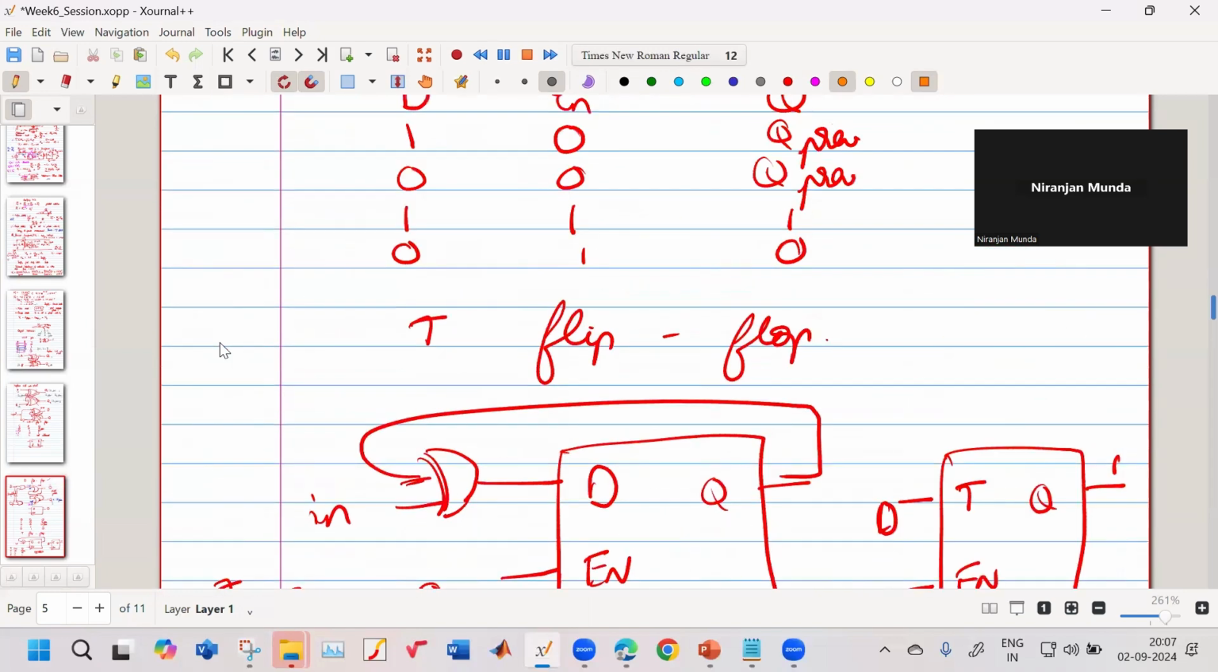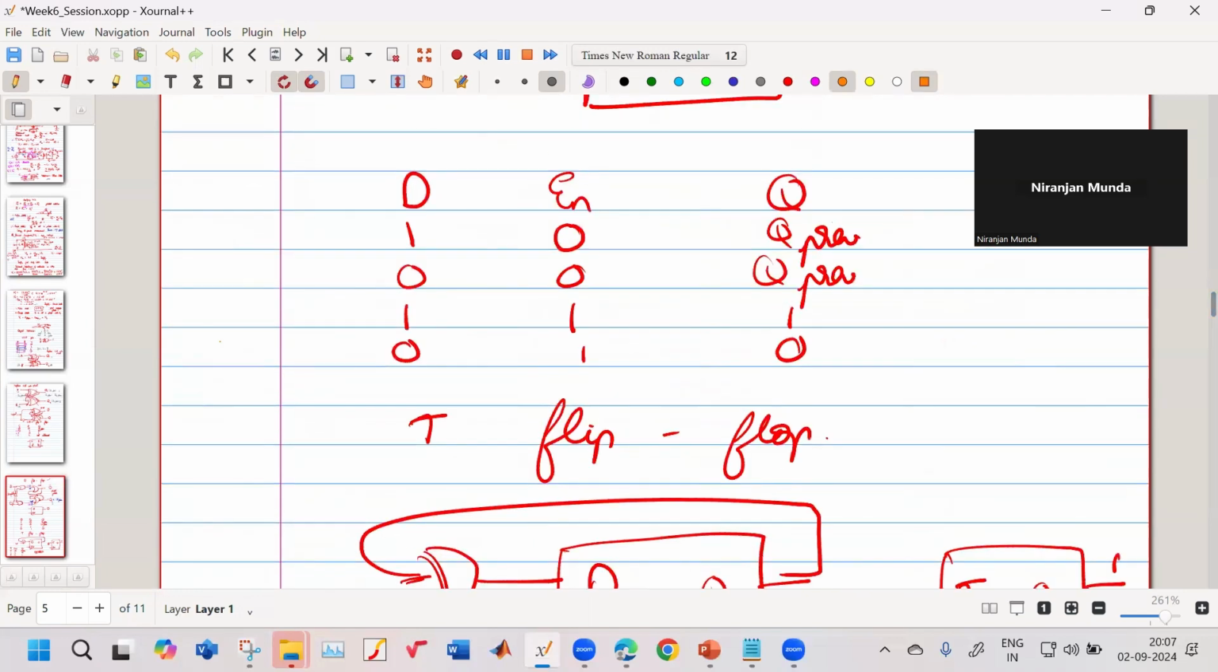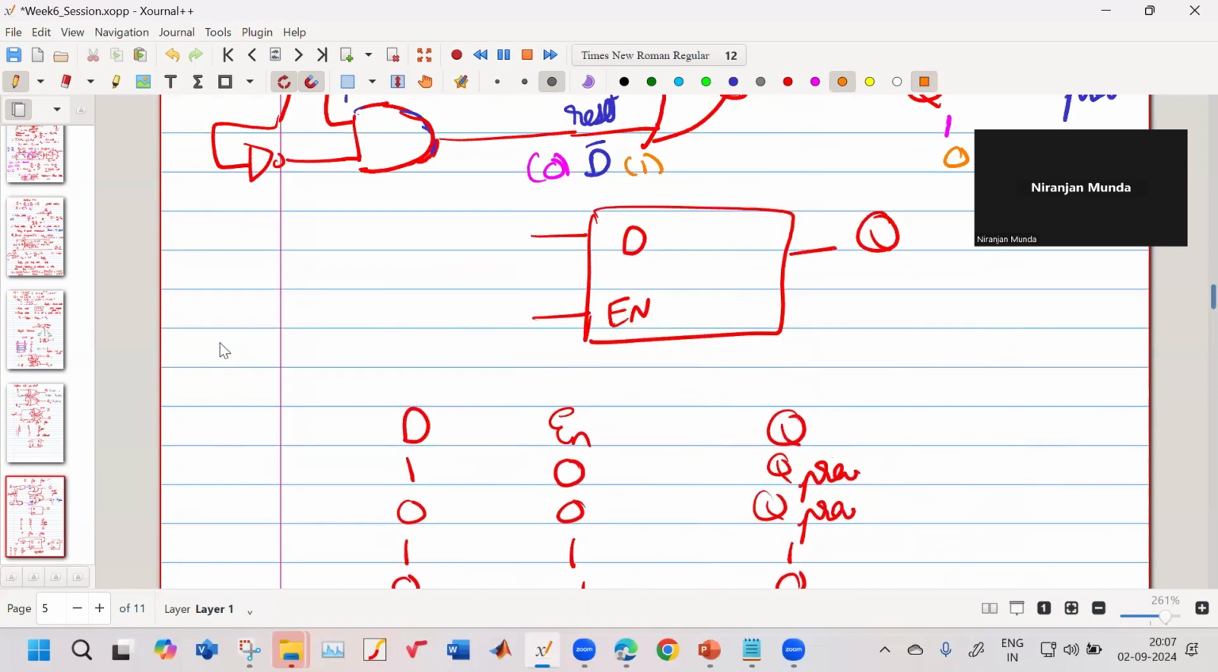So what do you get as a D flip-flop? If enable is 0, Q will have Q previous. If enable is 1, and if D is 1, then my output Q will be 1. And if D is 0, my output will be 0. So this is the truth table for a level trigger. It is a level triggered D flip-flop. Okay, it is a level triggered D flip-flop, and this is the truth table of this.